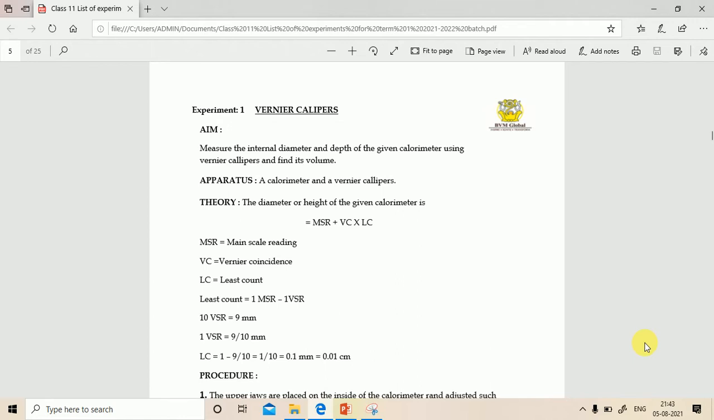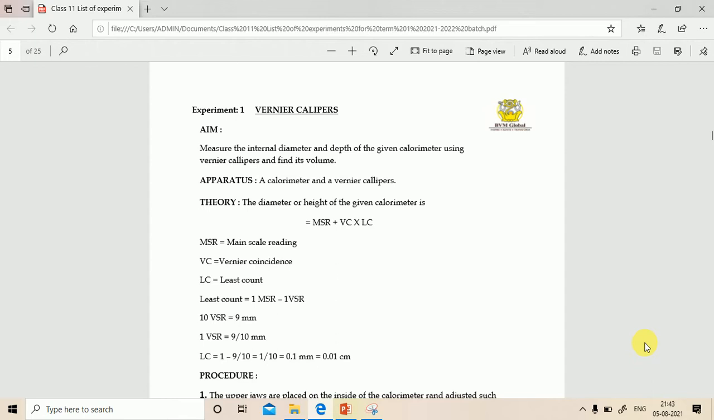So apparatus required, as usual, calorimeter and Vernier calipers. Third one, theory. Theory for every experiment is very much important. How we are going to apply the equations or the values which we are going to find out using that apparatus will be given in this theory part.